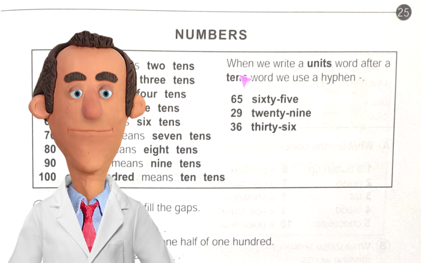Here it is written, when we write a units word after a tens word, we use a hyphen. Here 5 means 65. Here see 60. After that we have used a hyphen, then 5. Same thing is here: 29, 20 hyphen 9. 36, see 30 hyphen 6. So after reading this, if we do some exercises, then this topic will be clearer for us.